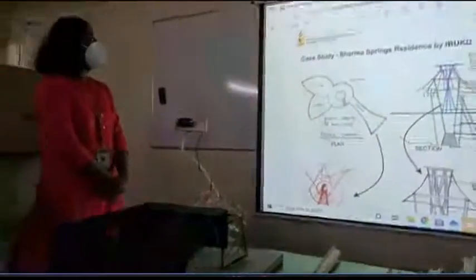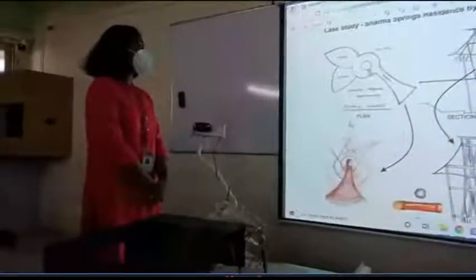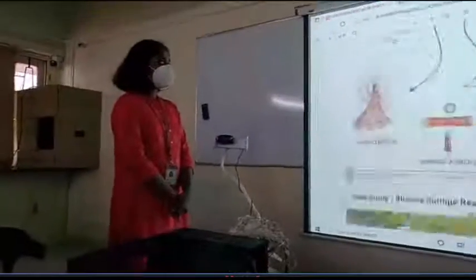And later we were distributed into groups of 3 people, and in those groups we did the bamboo research analysis and the case study analysis. So these are the case studies. This is Team Stocksy, and this is the case study of Sharma Springs.